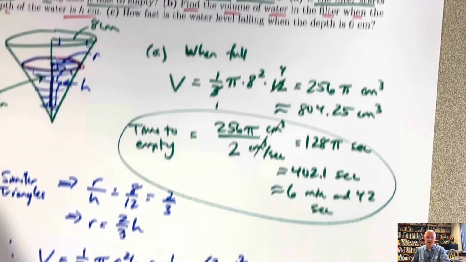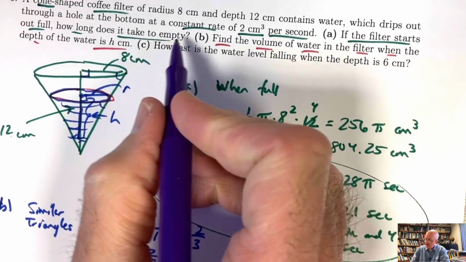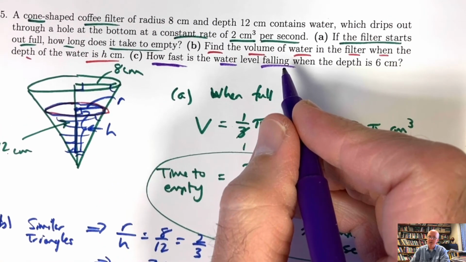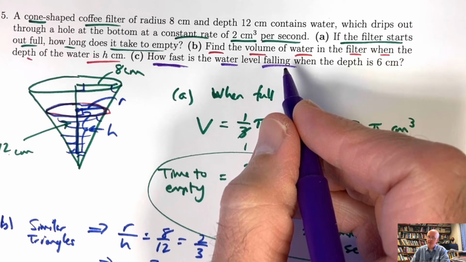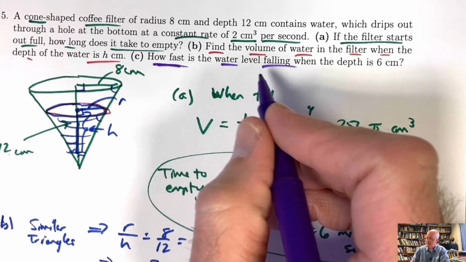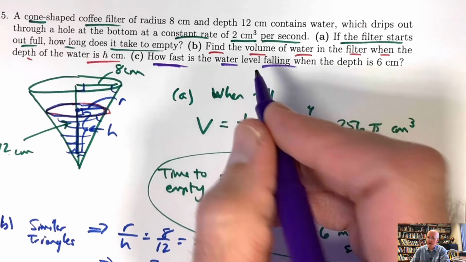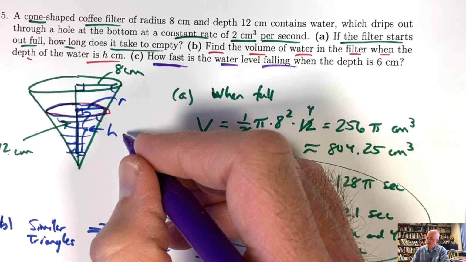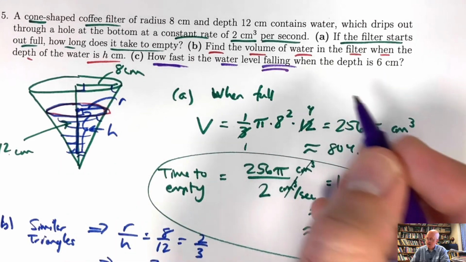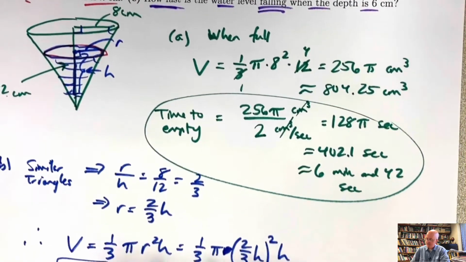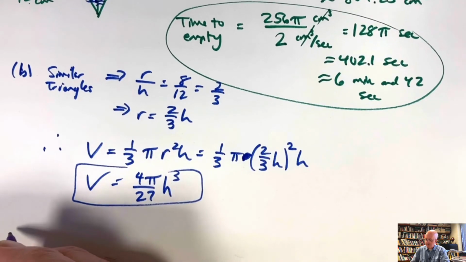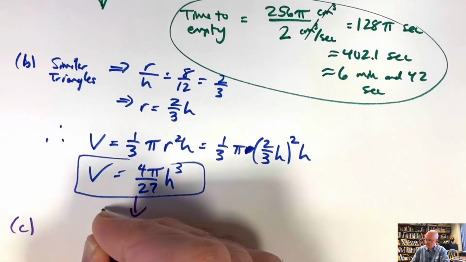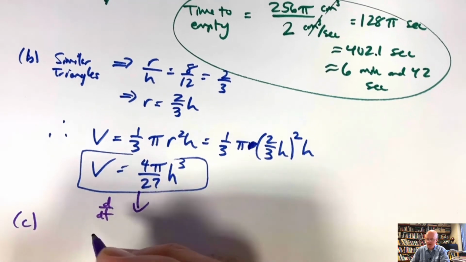Final part is the related rates part. How fast is the water level falling? The word falling emphasizes we know this rate is negative. The derivative is negative, and therefore the final answer, since we have the word falling in there, will be a positive quantity representing h decreasing as a function of time, when the depth is 6 centimeters. So I need to take this equation from part B, assuming V and h are dependent on time, and differentiate both sides with respect to t.